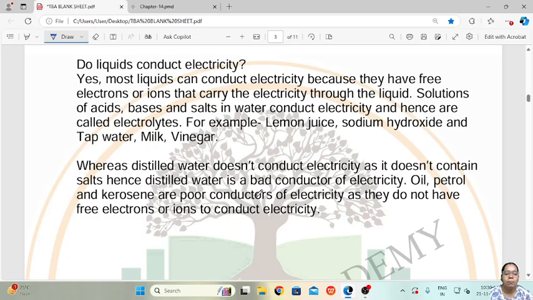For example, oil, petroleum, kerosene are dense liquids. They will not allow the electrons to move freely inside them. Hence, they are also poor conductors of electricity.